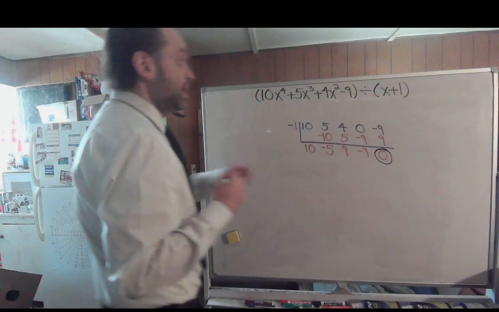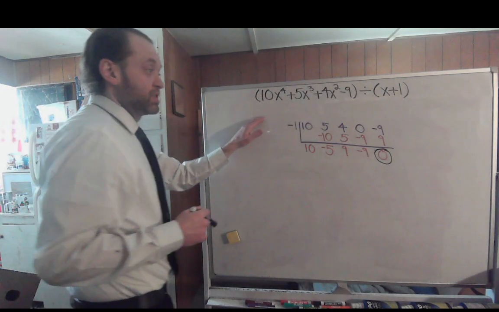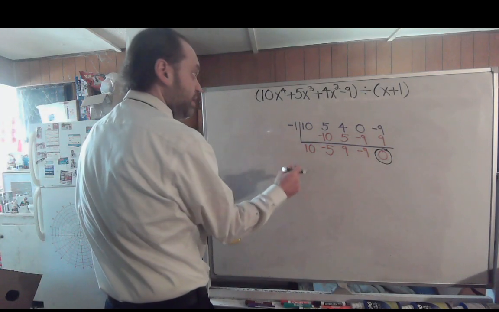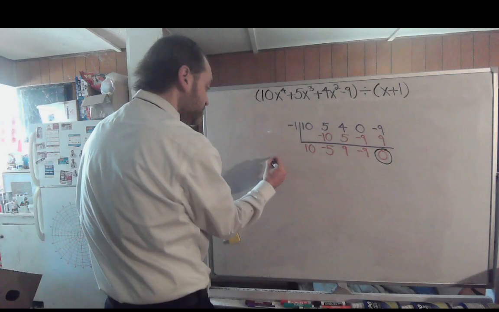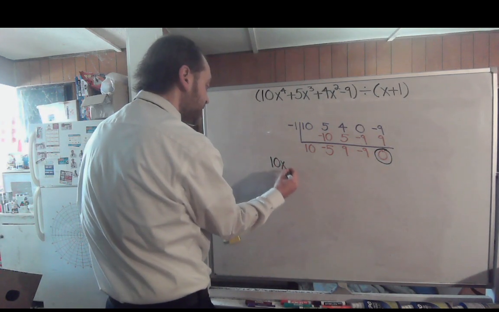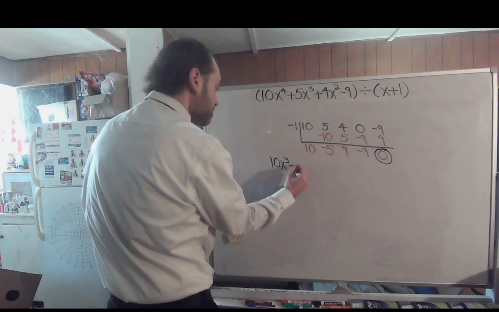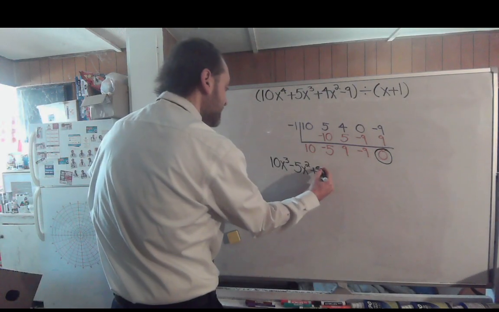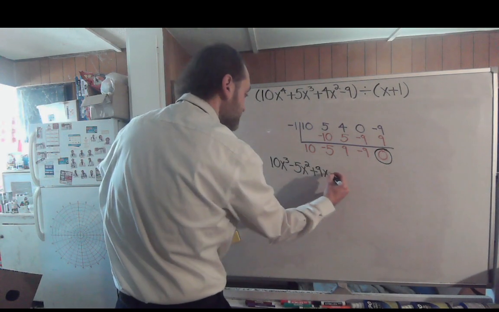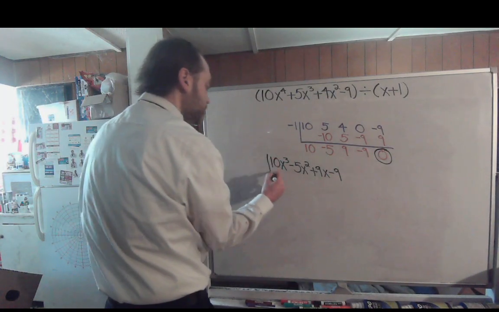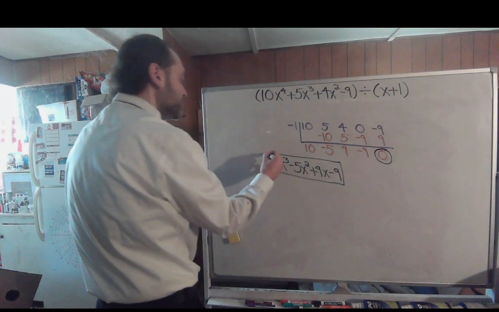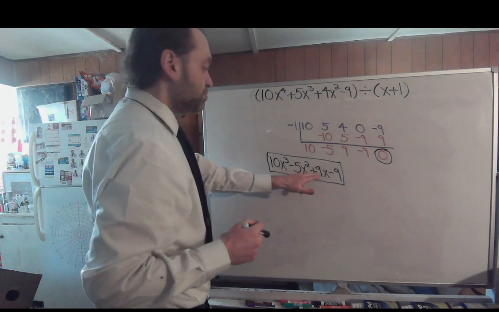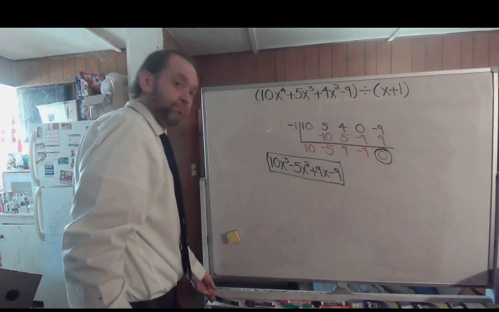Which means that x plus 1 is a factor of this polynomial since the remainder is 0. So what you get when you divide by that x plus 1, you'll get an answer of 10x to the third minus 5x squared plus 9x minus 9. That would be the answer you should get. After doing the synthetic division, you'll get 10x to the third minus 5x squared plus 9x minus 9.